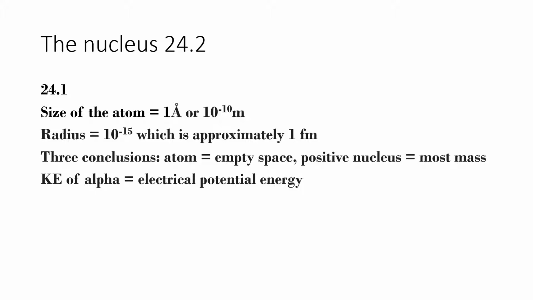So the conclusion from that is that the nucleus is positive, because it repelled the incoming alpha particles. The charge of the nucleus is positive, and therefore most of the mass is concentrated in the nucleus. Now, you would be able to work out the kinetic energy of the alpha particles. When the alpha particles were fired towards the nucleus, the kinetic energy is converted into electrical potential energy, and then you can work out the distance of the shortest approach.